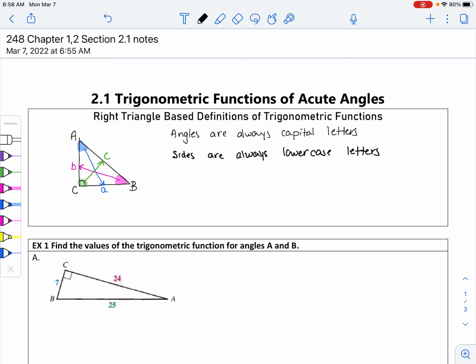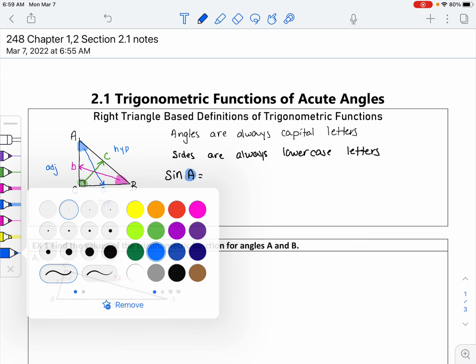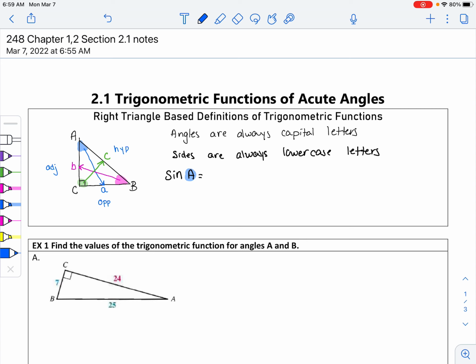So depending on what angle you're working with, your trig functions will change. Meaning, if I asked you to do the sine of angle A, well, from angle A, I would have to note that side A would be my opposite, side B would be my adjacent, and side C will always be your hypotenuse because it's across from the 90-degree angle. So from angle A, sine would be side A over side C.